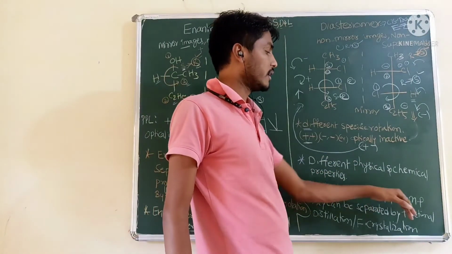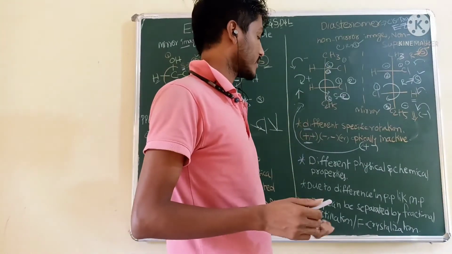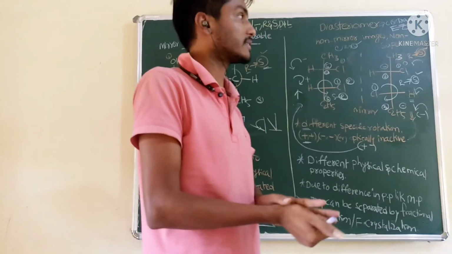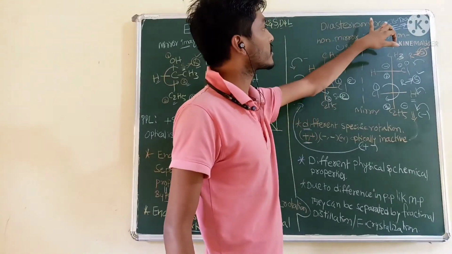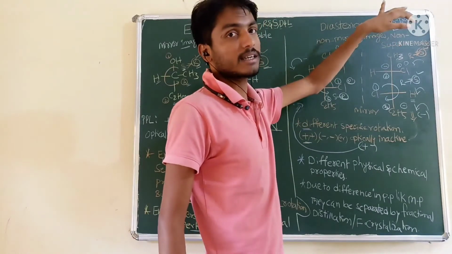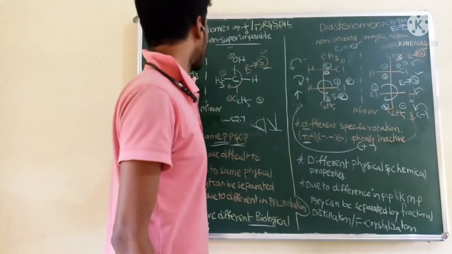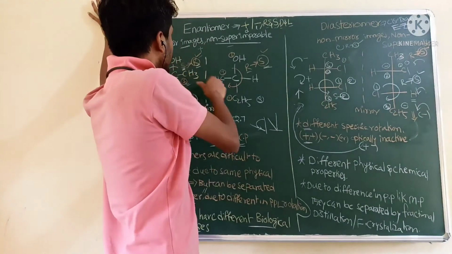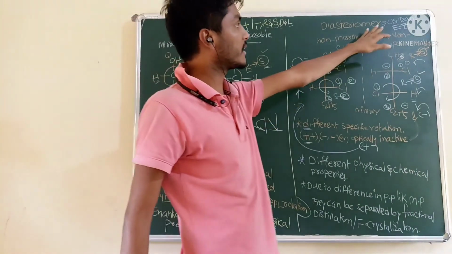See, why do they have different physical and chemical properties? Enantiomers have the same chemical structure, see, this has CH3, the chemical structure is the same, so the same physical and chemical properties. But cis and trans, E and Z have different structures, so different physical and chemical properties. Due to the different physical properties, you can separate the diastereomers by using fractional distillation.